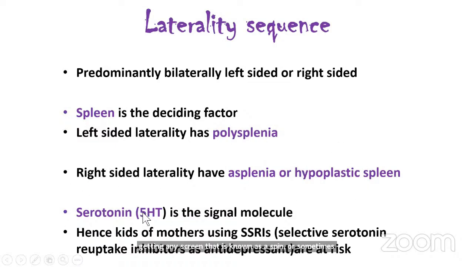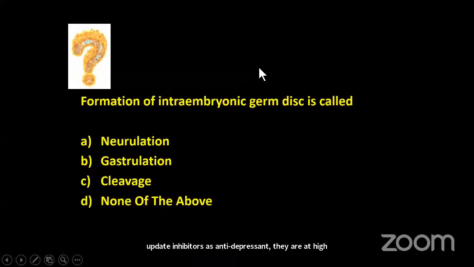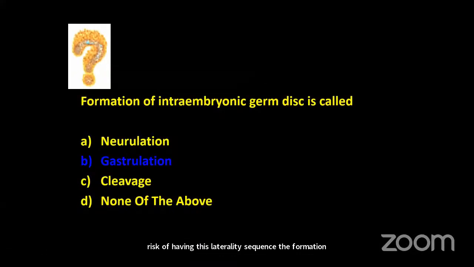And the signal which is controlling it is serotonin or 5-HT, and that is a signal molecule. So if the mothers are using SSRI, selective serotonin reuptake inhibitors, as antidepressant, they are at high risk of having this laterality sequence. The formation of intraembryonic germ disk is called gastrulation.